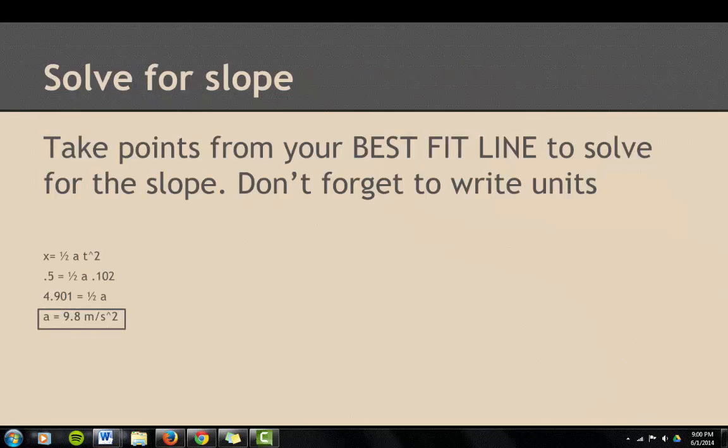You want to take points from your best fit line to solve for the slope, and you can use points from your data table if that coincidentally falls on your best fit line. Otherwise, you'll have to use those. And don't forget to write the units. And 9.8 is the answer that I got from using my points.